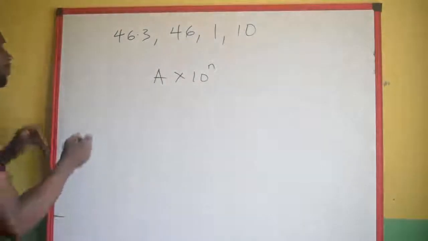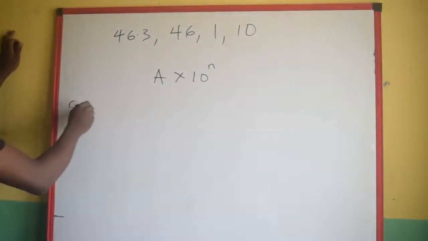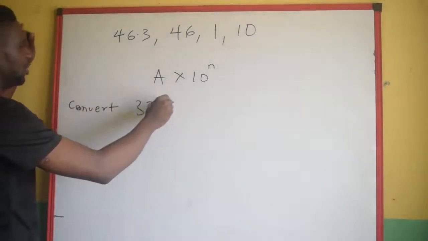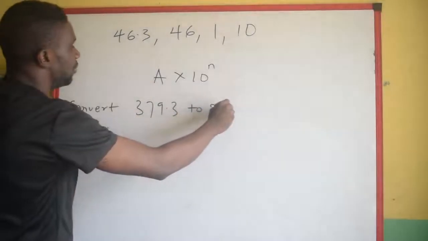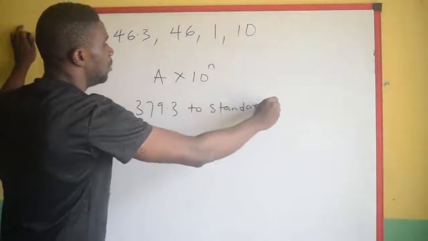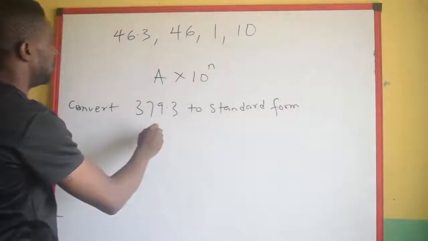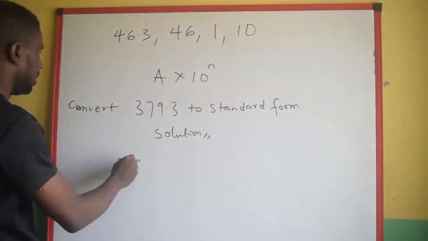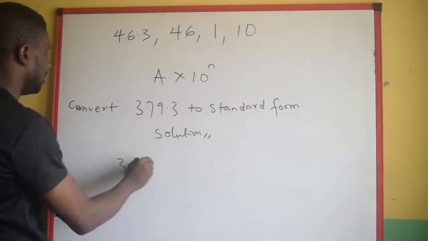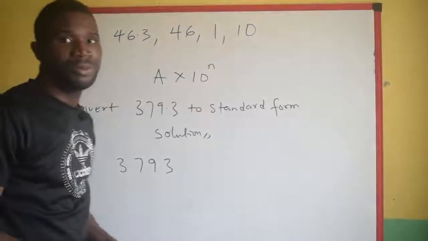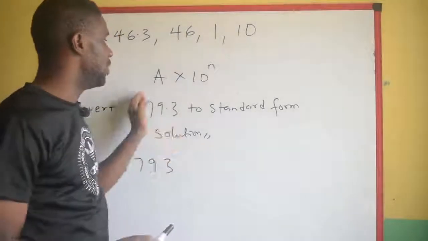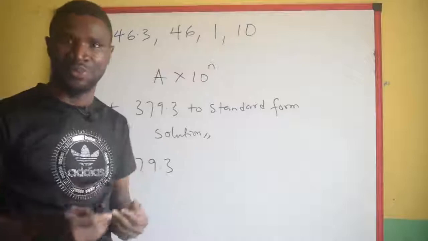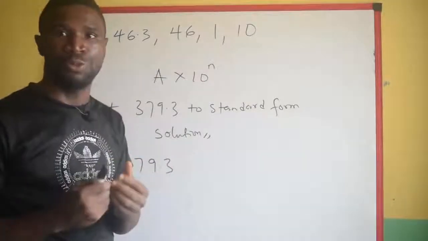Now, for example, supposing I give you to convert 397.3 to standard form. So we write solution, we bring down the number 397.3. So this number is not in standard form, the number is in ordinary form. If it's in standard form, it has to be of this form. Now, how do we translate this ordinary form to standard form?